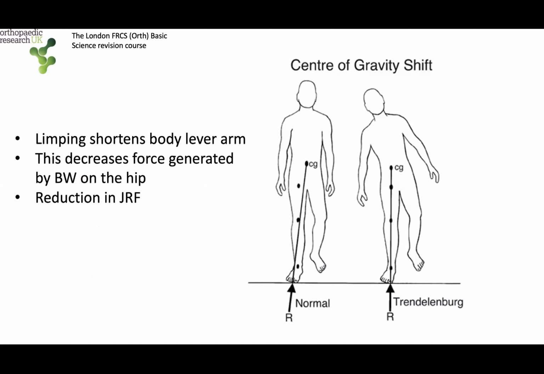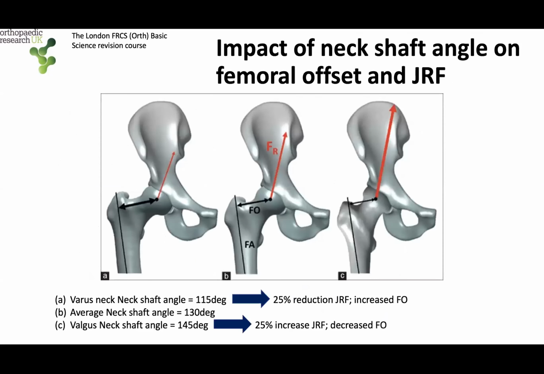Limping. Why does limping shorten the body lever arm? It's because you're reducing the joint reaction force by leaning over, okay? So this decreases the force generated by the body weight on the hip. You're trying to bring that distance across, so you're shifting the center of gravity, okay? And that's why patients walk with a Trendelenburg gait.